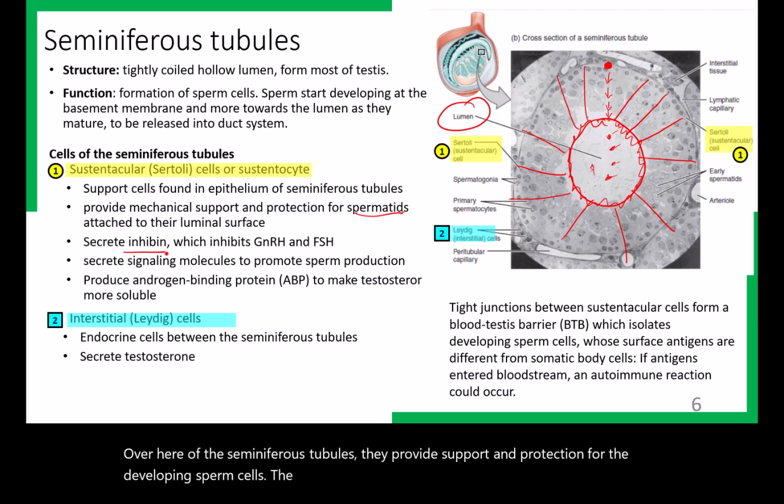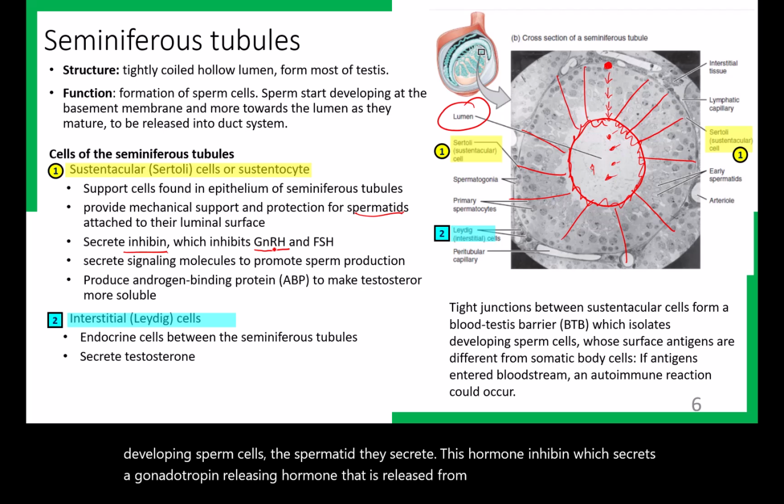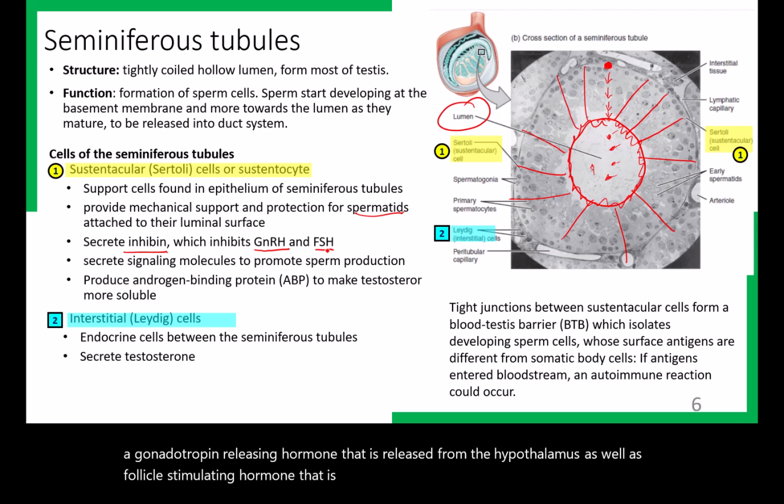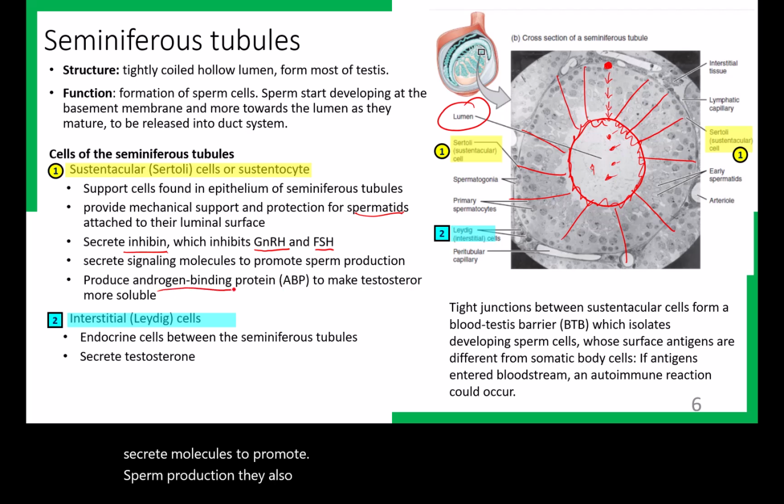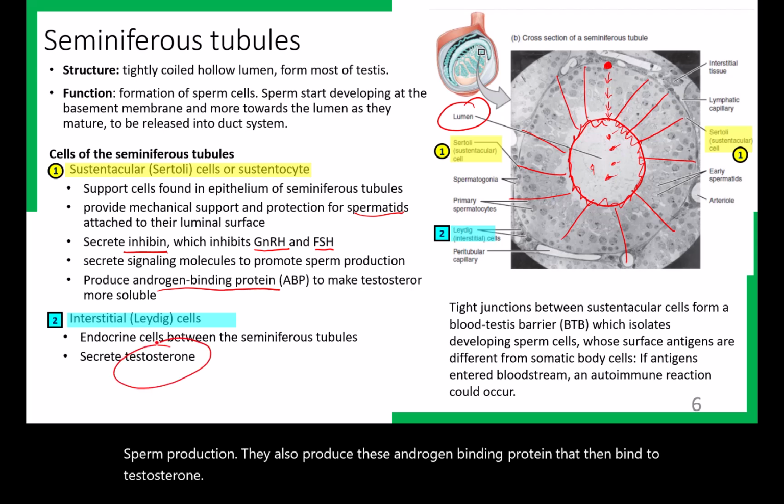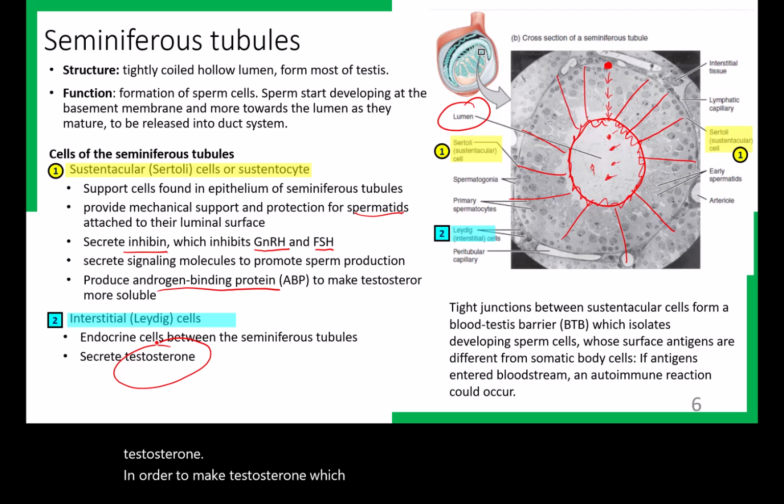They secrete the hormone inhibin, which acts on the gonadotropin-releasing hormone released from the hypothalamus, as well as follicle-stimulating hormone released from the anterior pituitary. So they secrete molecules to promote sperm production. They also produce androgen binding protein that binds to testosterone, a steroid hormone, to make it more soluble in plasma. So these are the Sertoli cells.